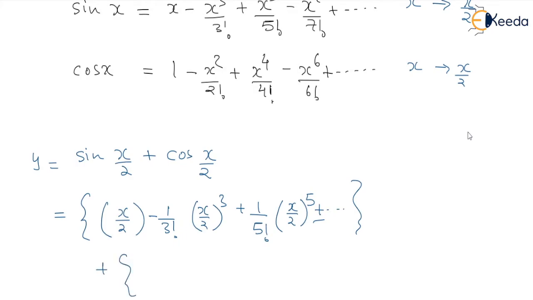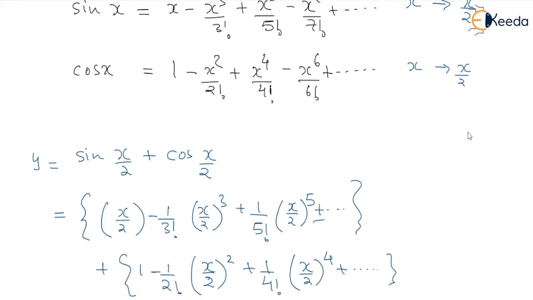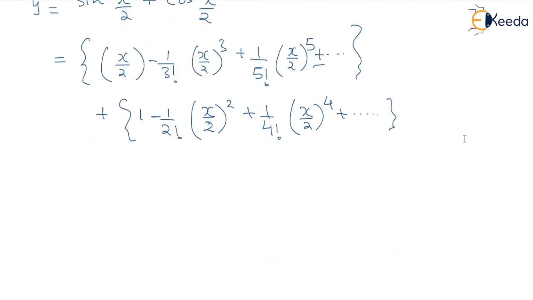And cos x by 2 will be 1 minus 1 by 2 factorial x by 2 square plus 1 by 4 factorial x by 2 to the power 4, and higher order. If we want we can drop them. So let's consider all the terms and let's present it in the ascending order. We can start with the constant. So the constant is 1, so let's write 1.